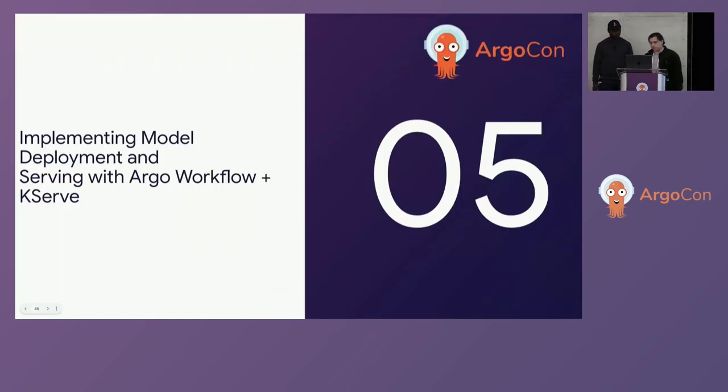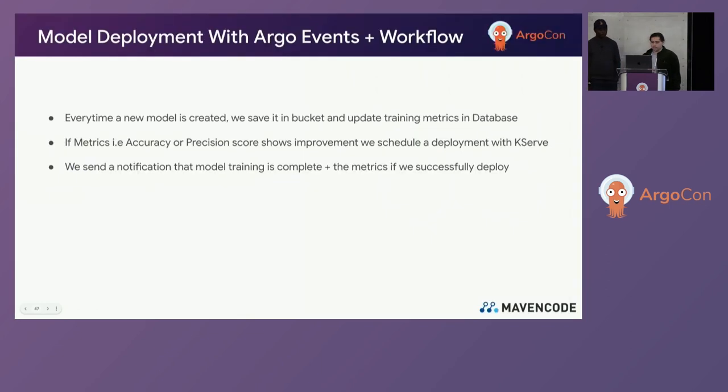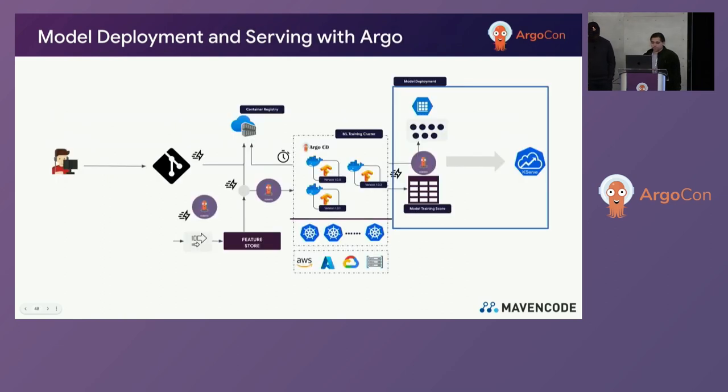Once the training zip is created, we need to do training and serve the new model if the model's accuracy and precision meets the correct score that we want to see. We do this with an Argo workflow that basically looks at the feature store, sees if the metrics value for the current model that got trained meets our threshold. If it is, we use KServe to deploy a new version.